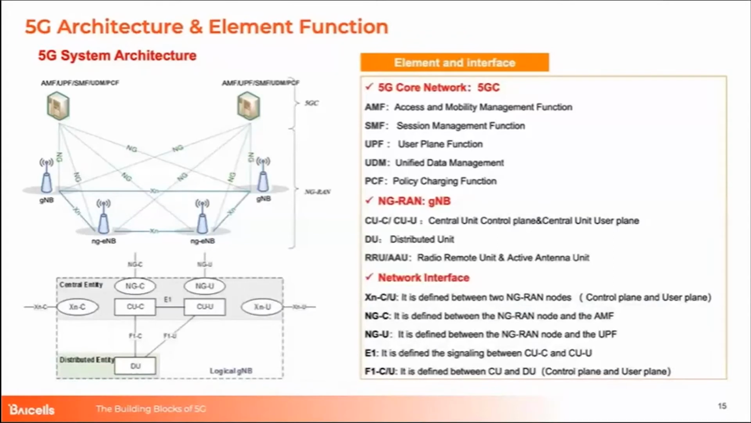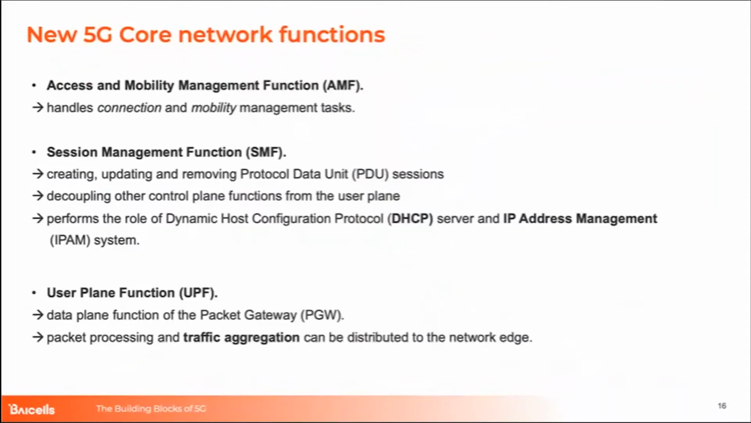This is another representation where you have the actual gNodeB with the N interfaces to the 5G core and the Xn interfaces between the gNodeBs. Some of the main functions: the AMF is about connectivity and mobility, the SMF is about DHCP and IP address management, and the UPF is where the traffic aggregation takes place. This is all core related.